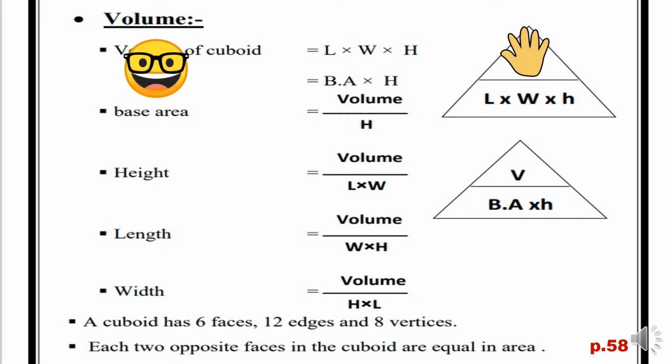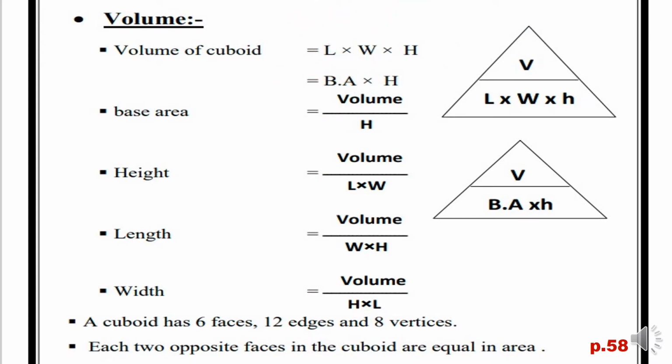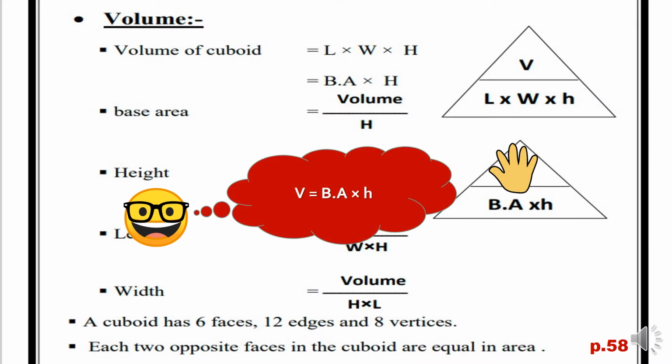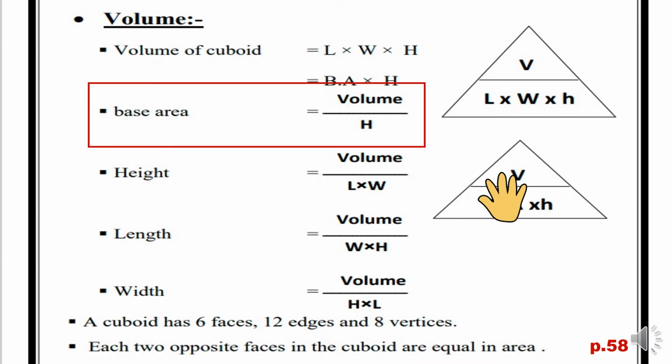And we have another rule for the volume of the cuboid. The first rule is length times width times height. The other rule is that the volume of the cuboid equals base area times height. So if I want the volume, I will hide it and it will be equal to base area times height. What if I want the base area? I will hide the base area in the magic triangle, and what's left is volume over height. So the base area equals volume over height.